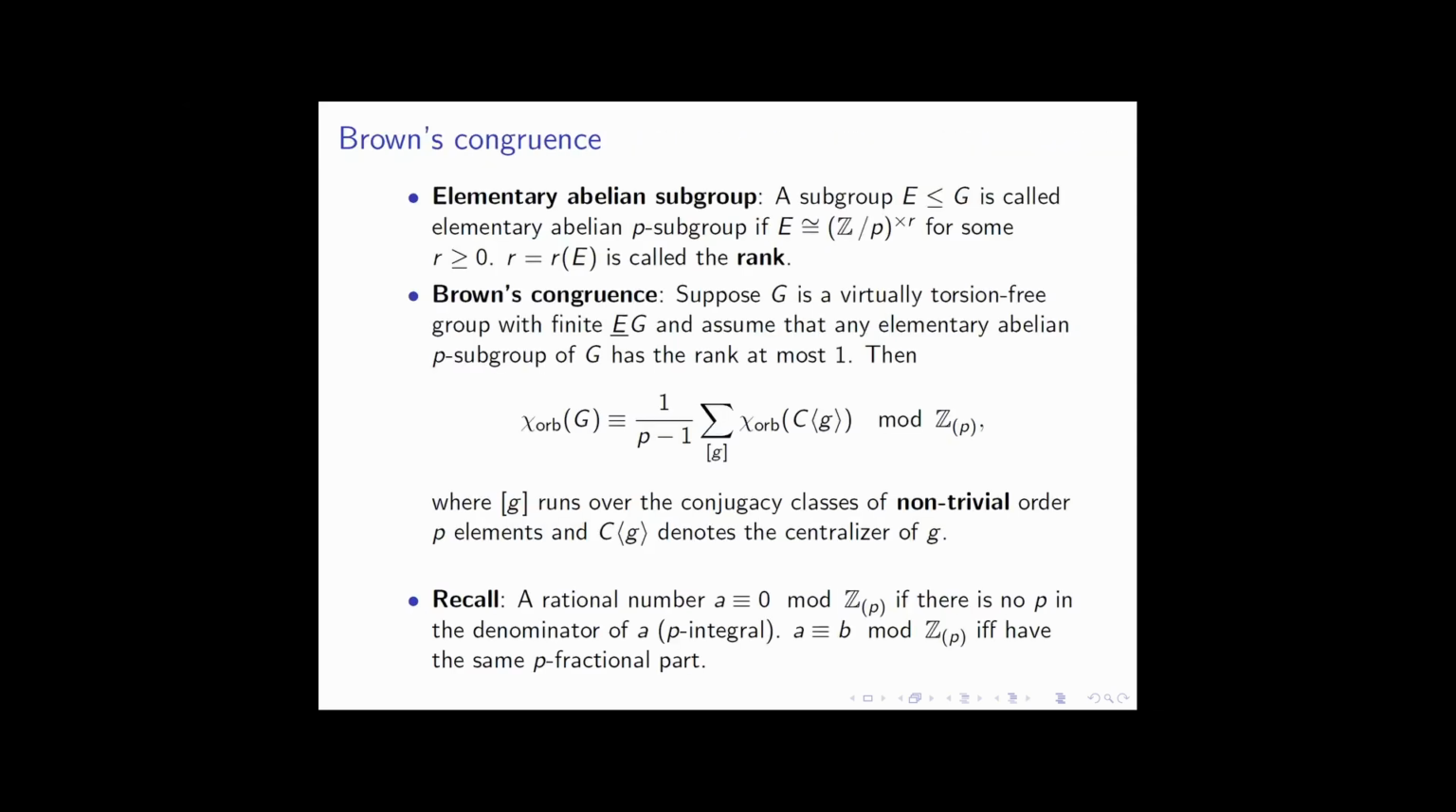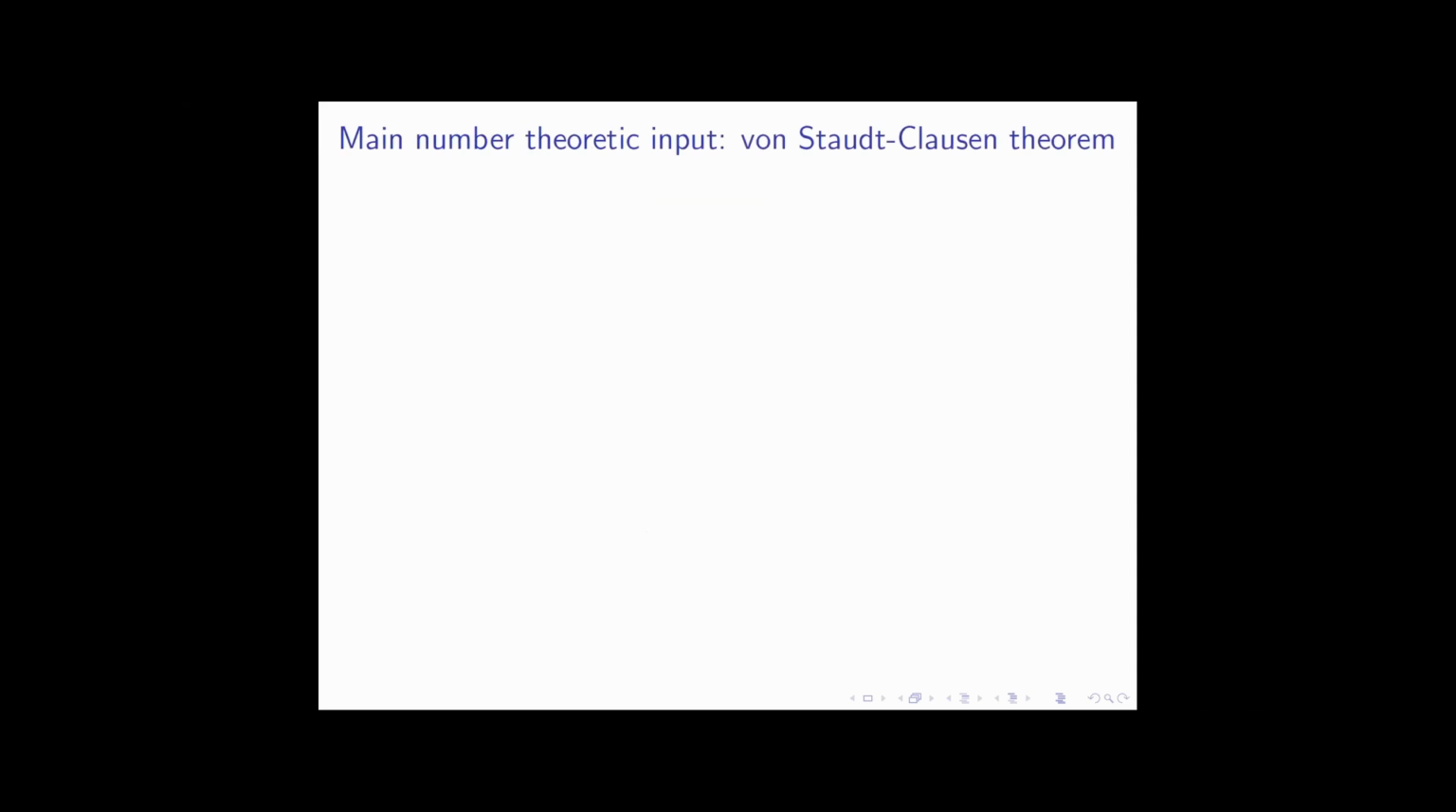Now, before I tell you what Brown's congruence gives us, I need to recall a quick fact about Bernoulli numbers, which is called the von Staudt-Clausen theorem from the 19th century.